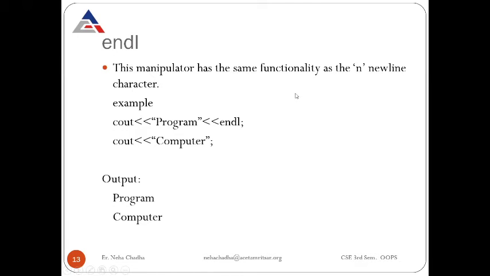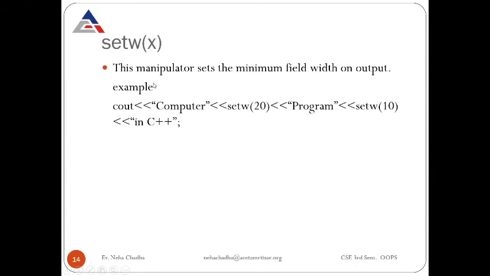Okay, let's take an example of endl. The manipulator has the same functionality as the newline. You generally use backslash n when you want to go to the next line. Here you can use endl. So you are going to use cout, then you have written one program. Then you use endl. Your output will be "program" in one line, and you will get "computer" in your next line. Fine.